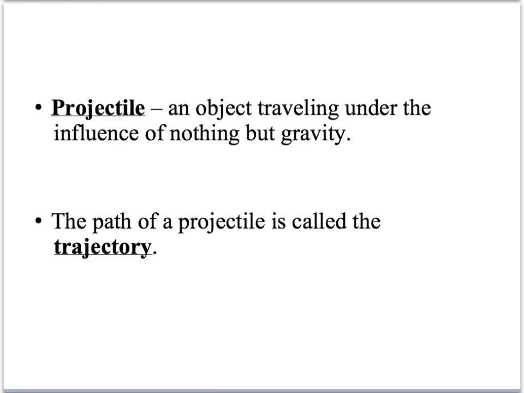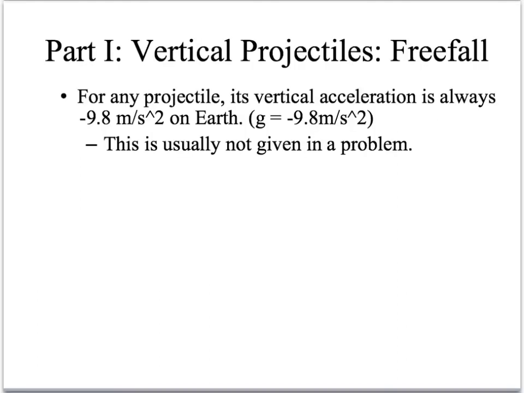So a couple quick definitions. What's a projectile? Anything traveling under the influence of nothing but gravity is a projectile. So if you throw something, it's a projectile. As long as something's moving through the air and doesn't have, say, a rocket pack attached to it, that's technically considered a projectile. The path the projectile takes is called trajectory. Again, just quick vocabulary words, not much else to say about that.